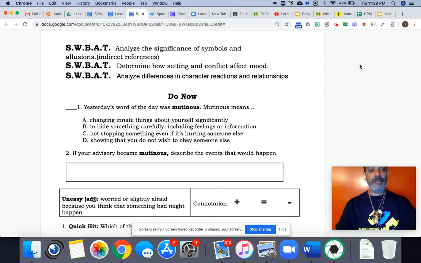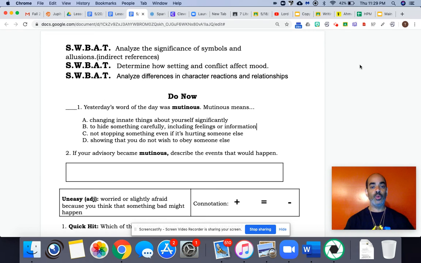Okay, our aim for today is for scholars to be able to analyze the significance of symbols and allusions, which are indirect references alluding to something, how you can get creative with words and vocabulary. Scholars will be able to determine how setting and conflict affect the mood, and scholars will be able to analyze differences in character reactions and relationships.